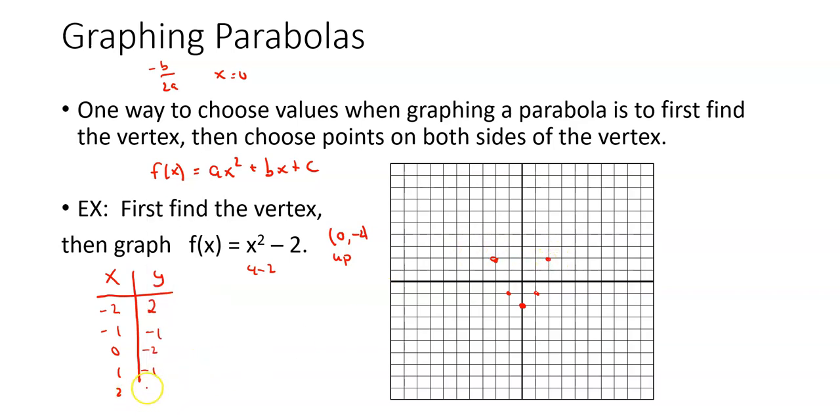If you kept going, if you put in, let's say, a 3, 3 squared is 9. 9 minus 2 is 7. So it goes to the point 3, 7. Meaning it also goes to the point negative 3, 7. And then we graph this.